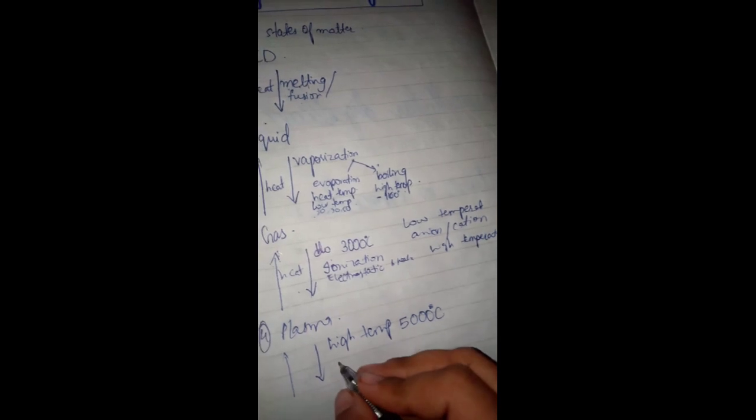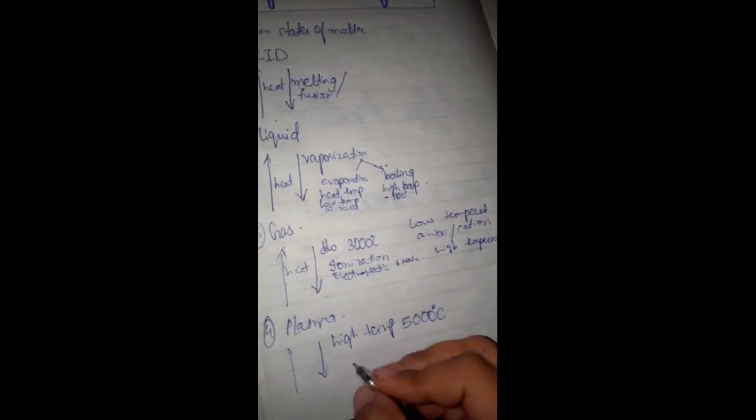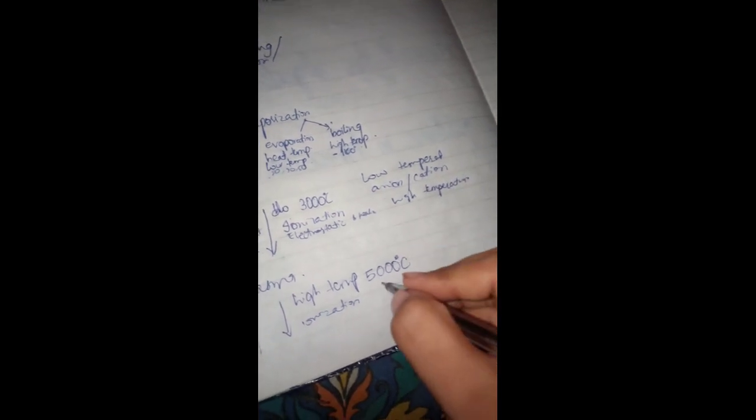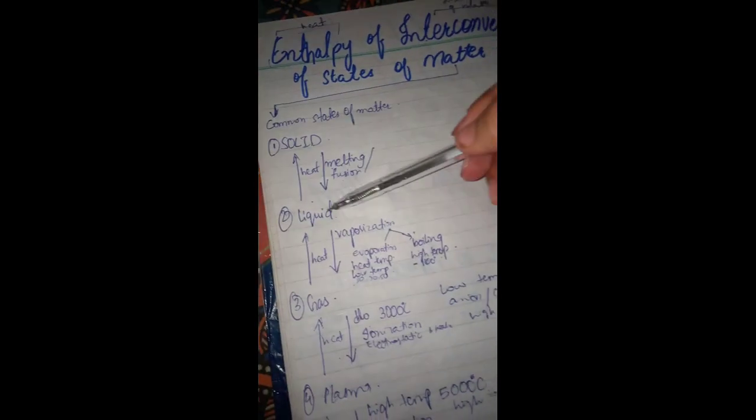It could be 5000 Celsius, or even more than that. It's better if you have more than that. That is known as ionization. Or when there are highly ionized ions, just because we have studied low temperature anion cation, so they are in a highly ionized state.